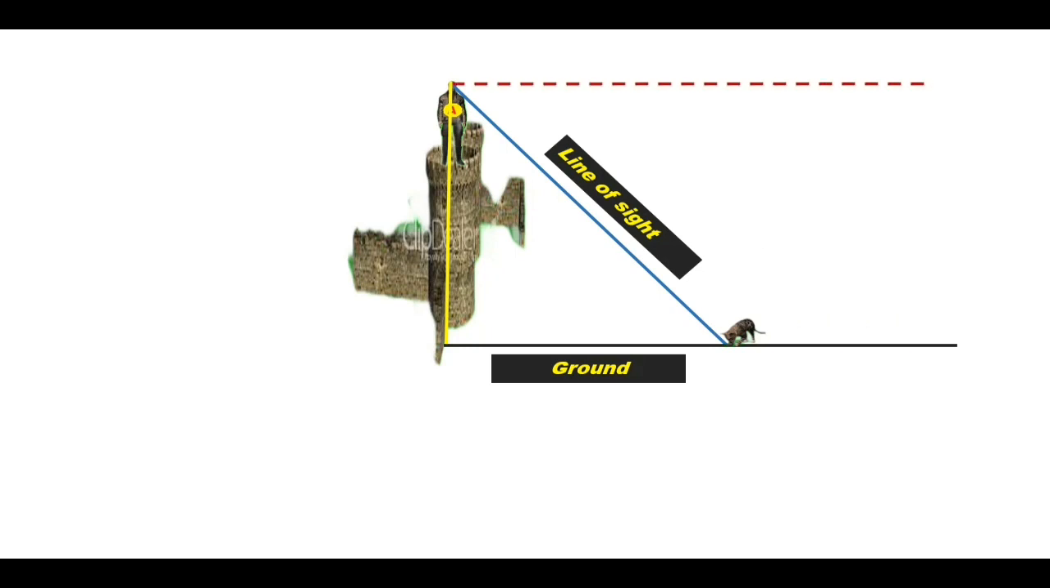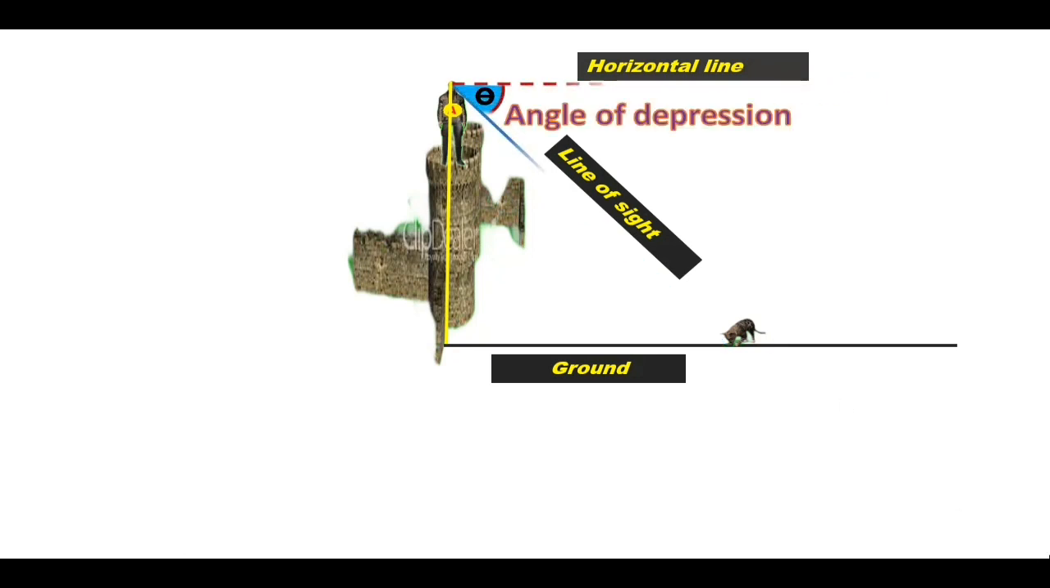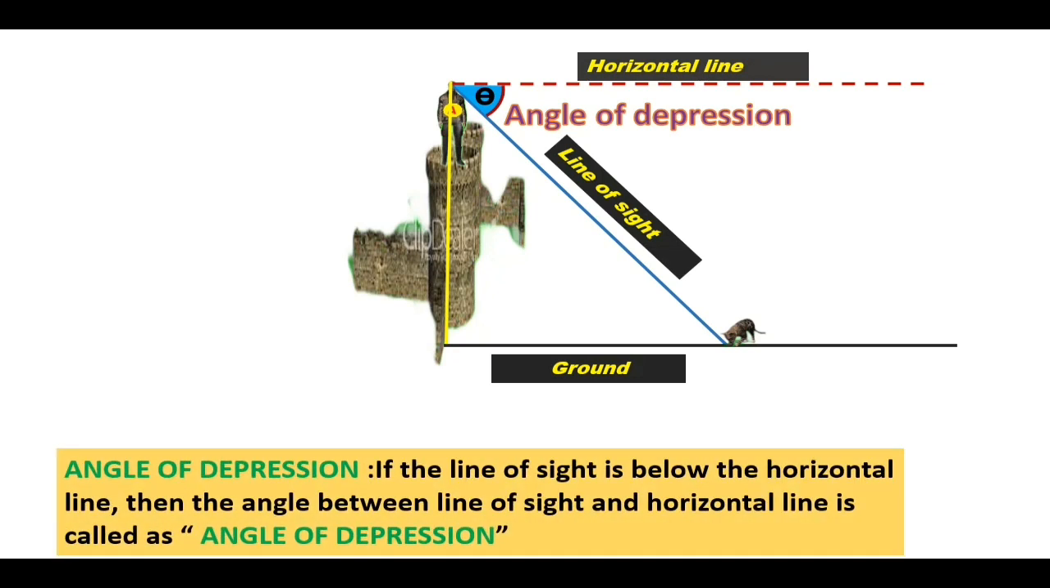Now we need to imagine one more line from the observer's eye which is parallel to the ground. This line is known as the horizontal line. Now you observe that the line of sight is below the horizontal line. So in this case, the angle formed between the horizontal line and the line of sight is known as the angle of depression. When the line of sight is below the horizontal line, the angle made between the line of sight and the horizontal line is called the angle of depression.